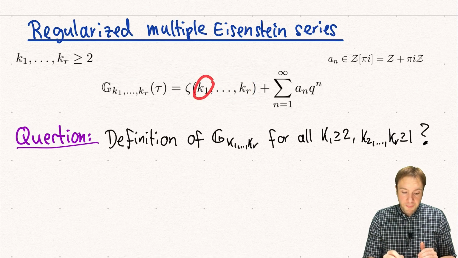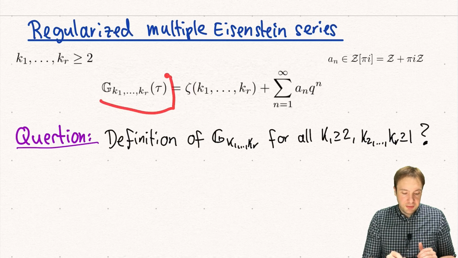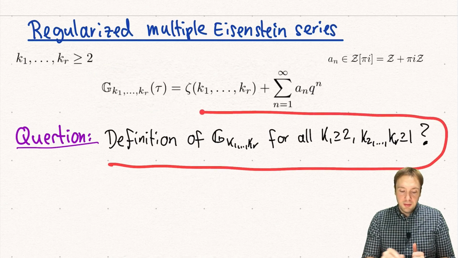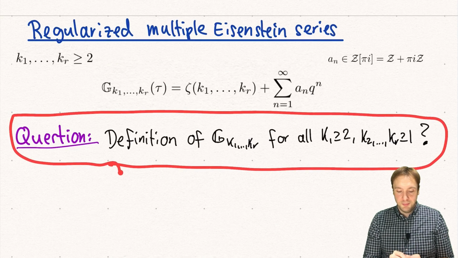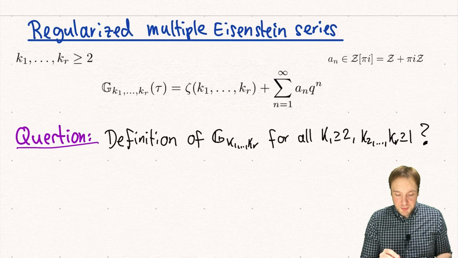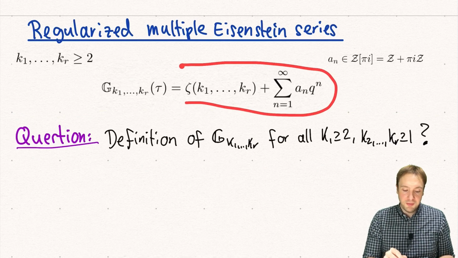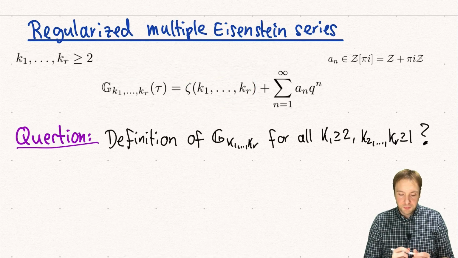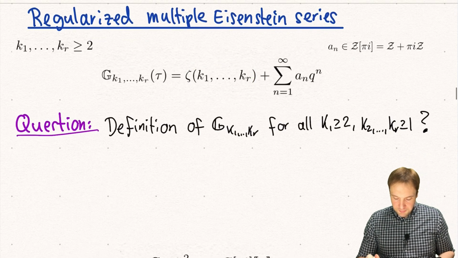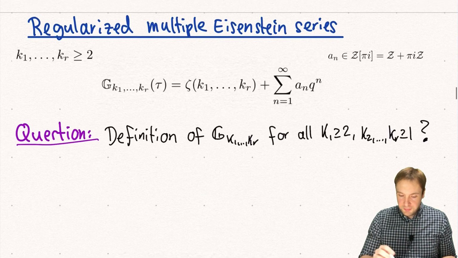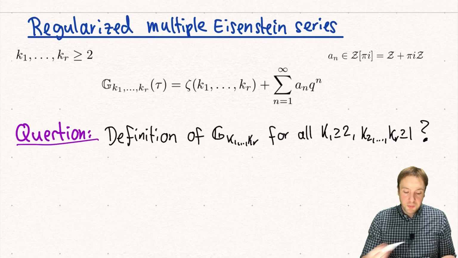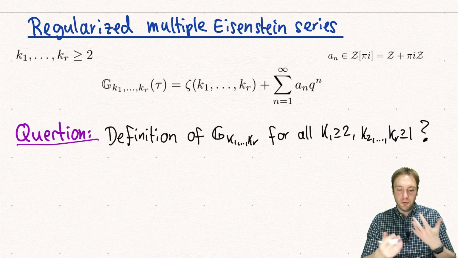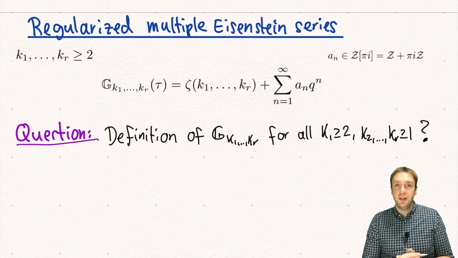And then the natural question is, can we extend this definition of these multiple Eisenstein series such that we get a nice function, whatever this means, which also has a Fourier expansion like this, where the constant term is given by the corresponding multiple zeta value. And to rephrase this question, let's first recall the following. These multiple Eisenstein series, by definition, satisfy the stuffle product formula, because they were also just defined by an ordered sum.